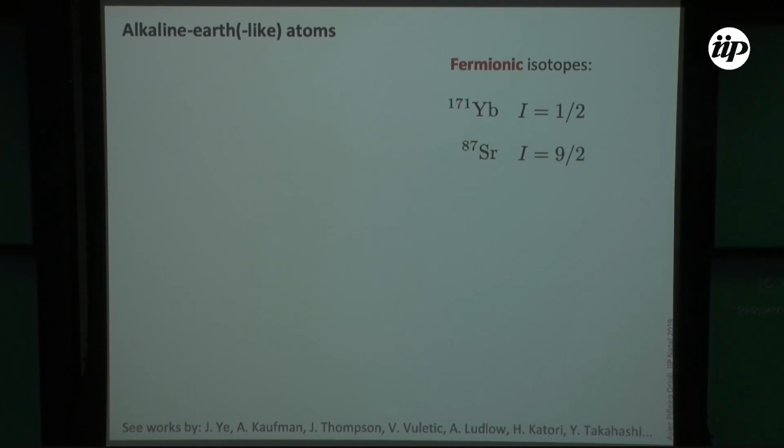So let me discuss some possible implementations using alkaline earth atoms. For example, ytterbium-171 or strontium-87, the one that I mentioned at the beginning, which have nuclear spins 1/2 and 9/2 respectively. And the nice thing about alkaline earth atoms is that they have a unique electronic ground state, the 1S0 state, which makes the problem easier.